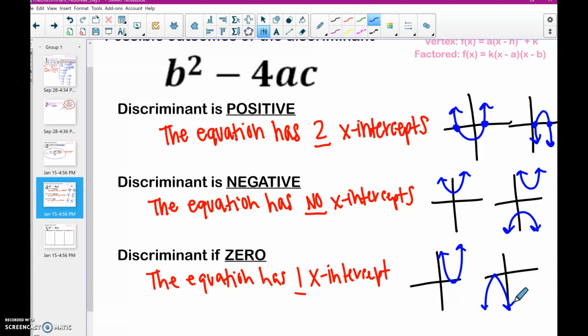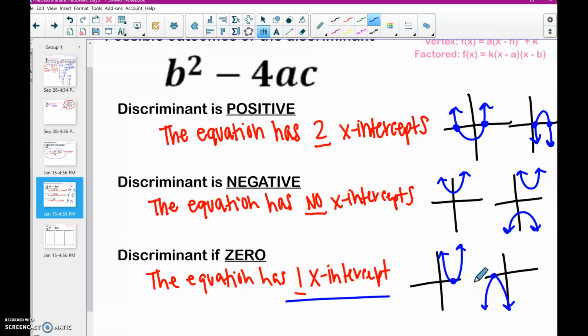You'll notice that when this happens, that 1 x-intercept is also the vertex. That's the only way this can happen, is when we have a value that is right on the x-axis. And if there's only 1 point on the x-axis, that would mean it also has to be our vertex. Try and draw it, otherwise you won't be able to. So when you have 1 x-intercept, you also know that it's the vertex of the graph as well.